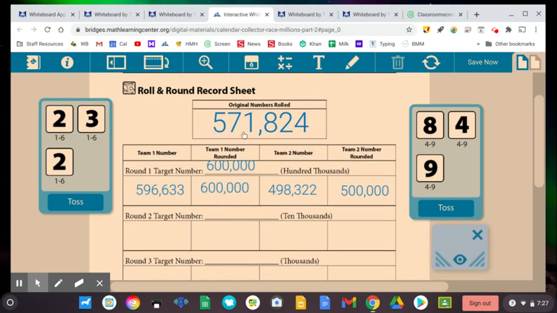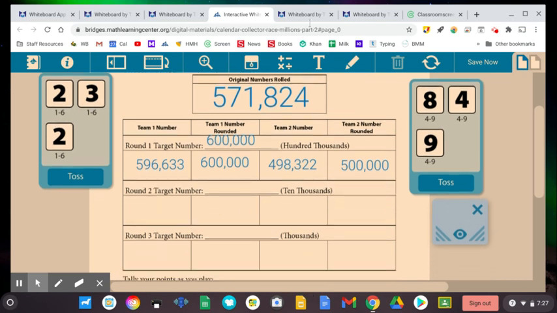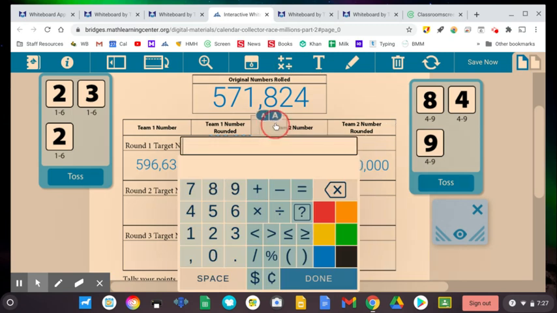So I am rounding. I know that, get our number chart up. I know that it's going to be in the 500,000s. So I have to decide, is it going to be 570,000 or is it going to be 580,000? Well, looking at the thousands column, it is going to stay at 570,000.